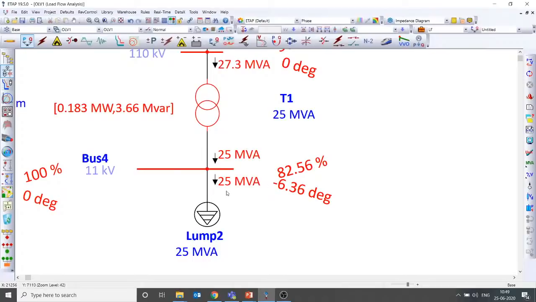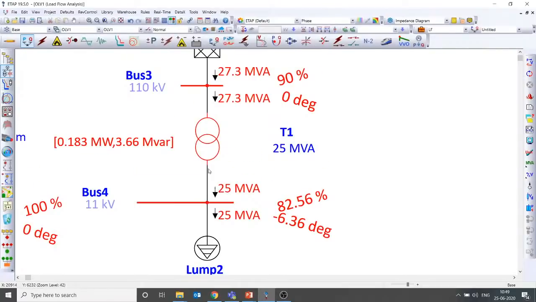When the load is consuming 25 MVA, the transformer is loaded 25 MVA on the LV side, but it is loaded 27.3 MVA, much beyond its rating, on the HV side. That's the real reason why I said the transformer cannot be loaded to its full capacity. Including your losses, you can load your transformer only up to your rating. That's it. Now the voltage is further low.